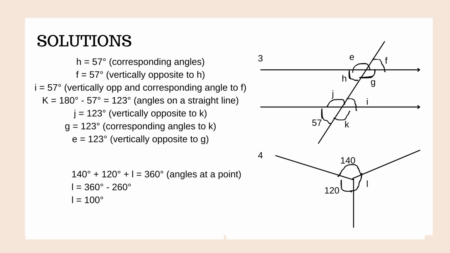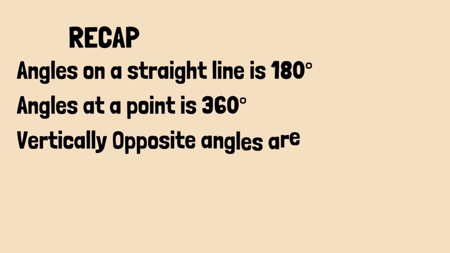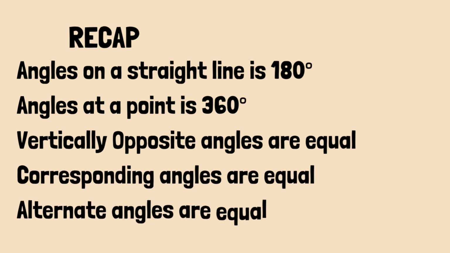Now let's have a quick recap. We said that the angles on a straight line add up to 180 degrees. We said that the angles at a point add up to 360 degrees. We said that vertically opposite angles are equal, corresponding angles are equal, and alternate angles are equal.